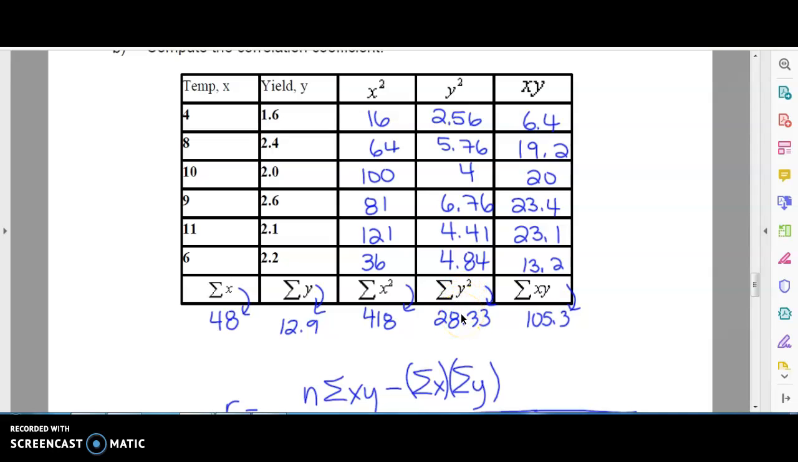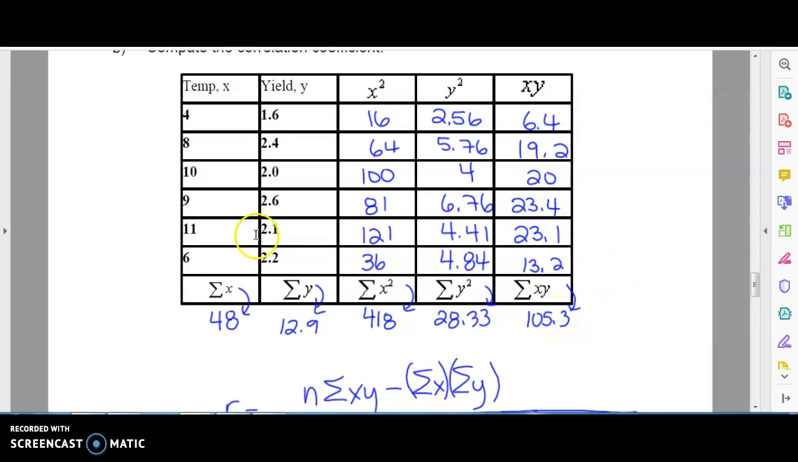And then the last thing we said we needed was the product of x and y and the sum of all the products. So the product, meaning 4 times 1.6, gives us 6.4. 8 times 2.4 gives us 19.2. We go ahead and add those all together. So the sum of x times y, or the sum of all of the x's times their corresponding y, is 105.3.